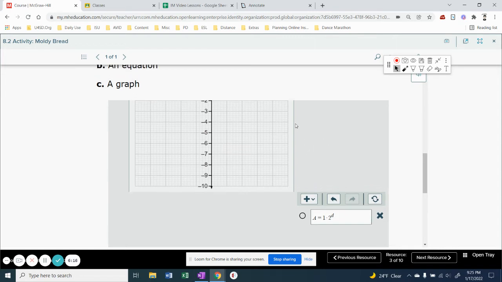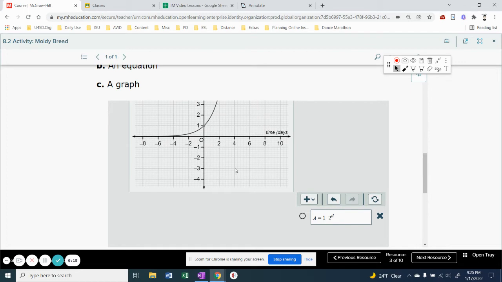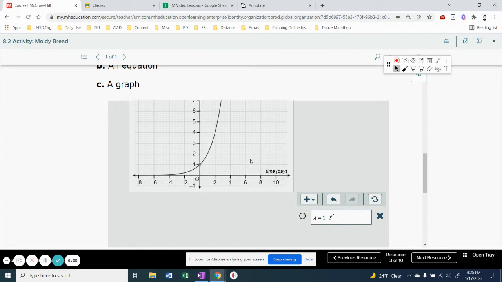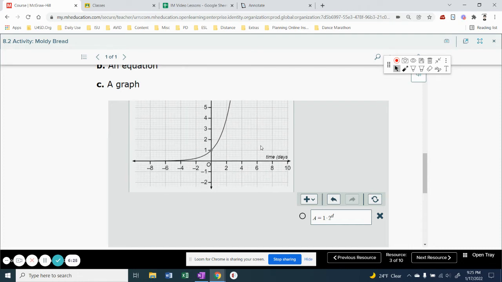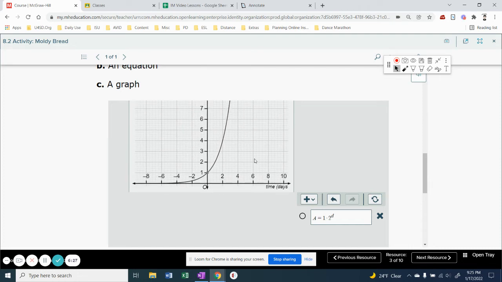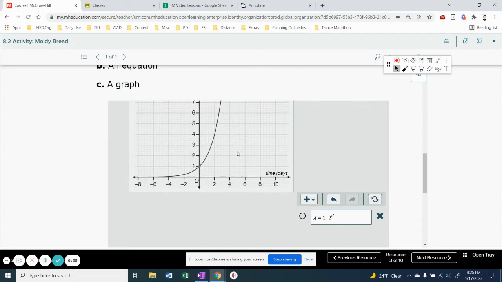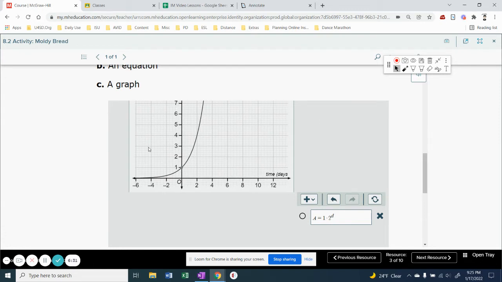Now, I can't see that on this, so I'm going to click and drag until I find it. Because if you notice, all these were negative numbers down there, so I just need to rearrange this a little bit. Okay, so now we can see that rapid increase in the area of mold.